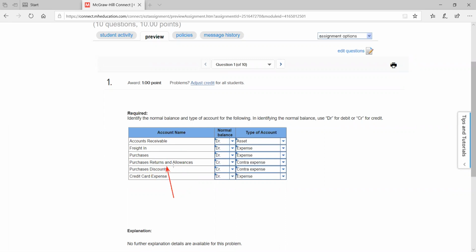Our purchase returns and allowances is going to be kind of like a contra expense where we return merchandise. So that's going to have a credit balance. Purchase discounts, same thing, contra. That's going to have a credit balance. And then finally, you've seen credit card expense already. That's going to have a debit balance as an expense account. All right. That is number 1.